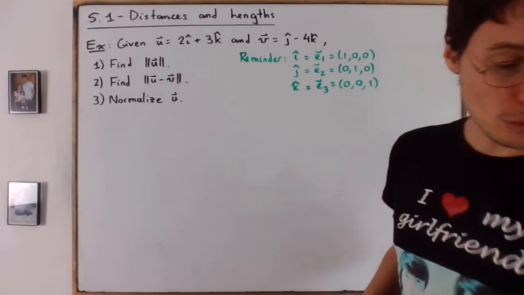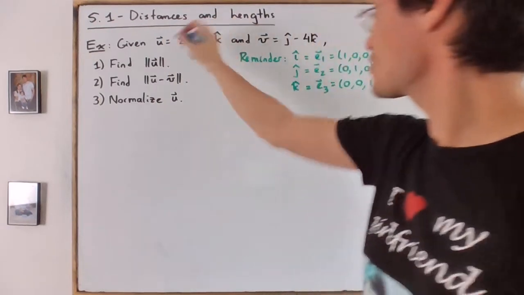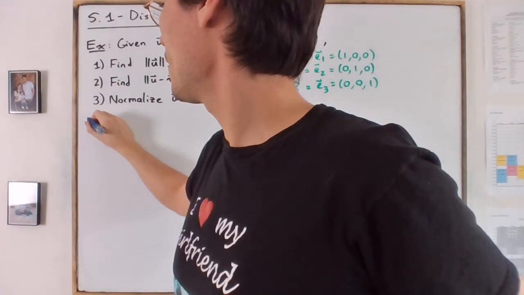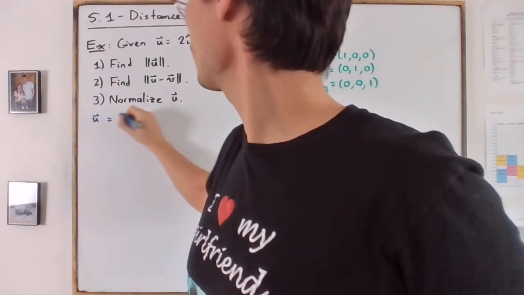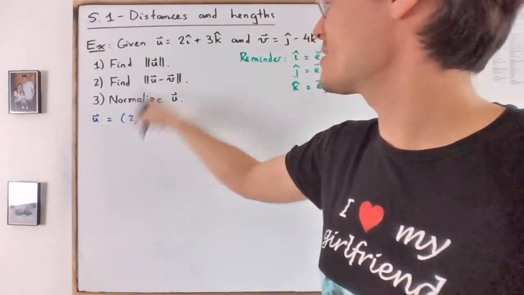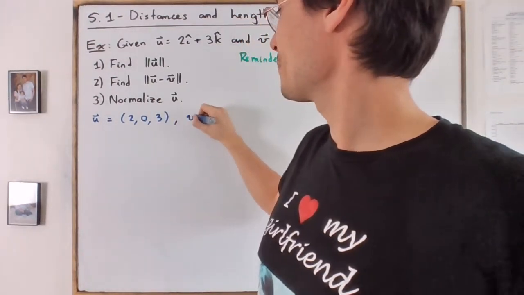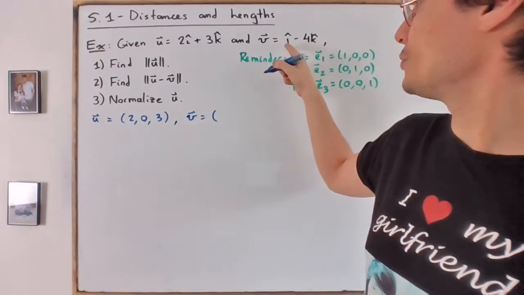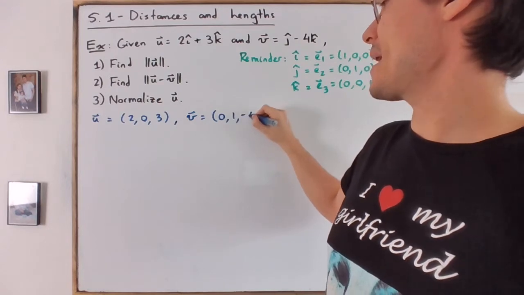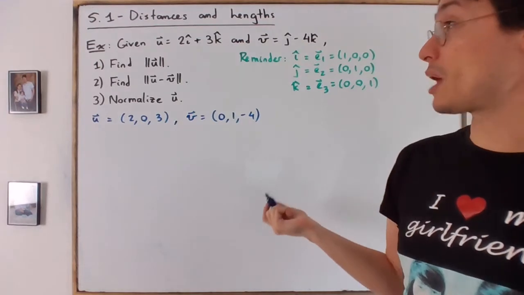Okay, so number one. Actually, before we even start, let's write these in a more regular notation. u turns out to be equal to the vector 2, 0, and 3. This is the component along i hat, this is the component along k hat. And then v is equal to 0, 1, negative 4. And once we write them down, it's much easier to do all of these problems.